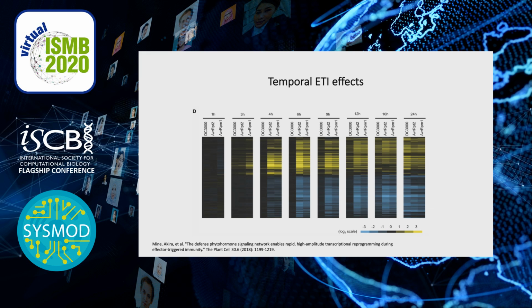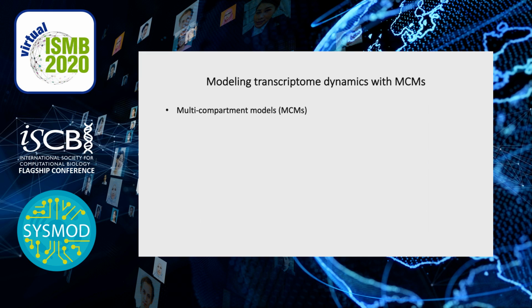People can use heat maps to show the expression pattern difference between these 3 conditions at 8 individual time points. And in this study, we want to develop a mechanistic approach that can model the temporal dependency in the data and summarize the gene dynamics in a more compact way. We developed a multi-compartment model for this.